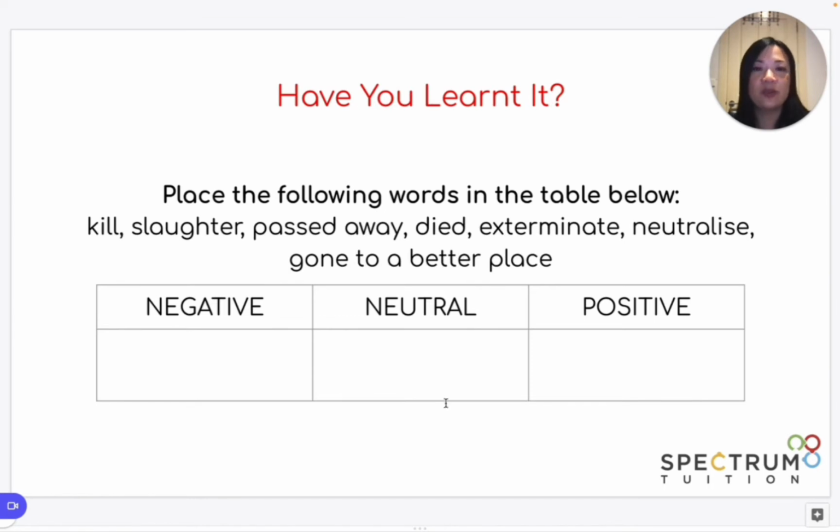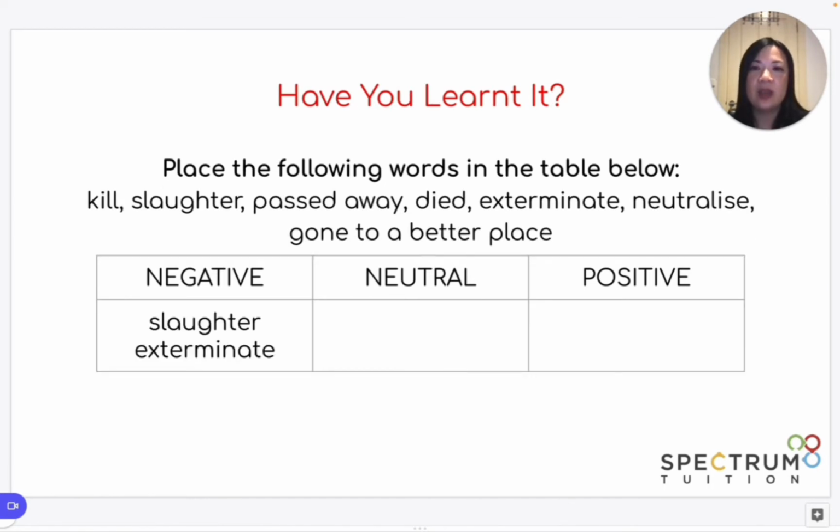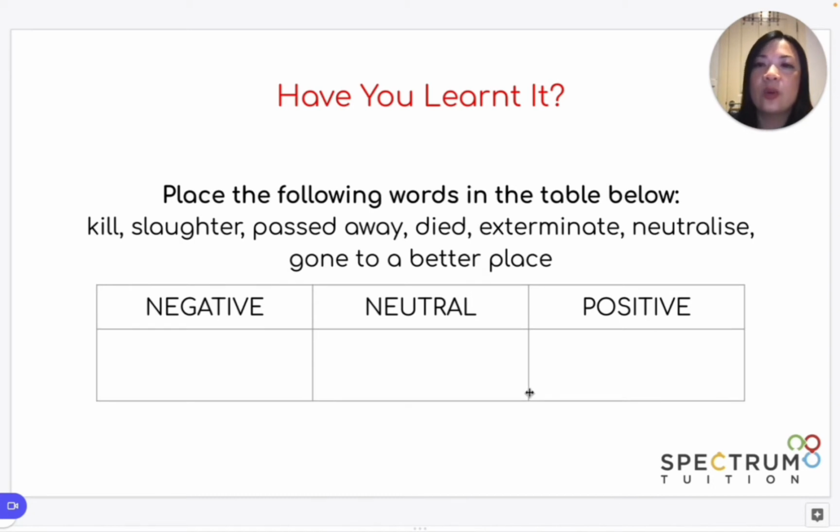So very good for those who answered that one. Oh, what about the next one? So we're placing the following words in the table below. Kill, slaughter, passed away, died, exterminate, neutralize, gone to a better place. Right? So which word goes where?